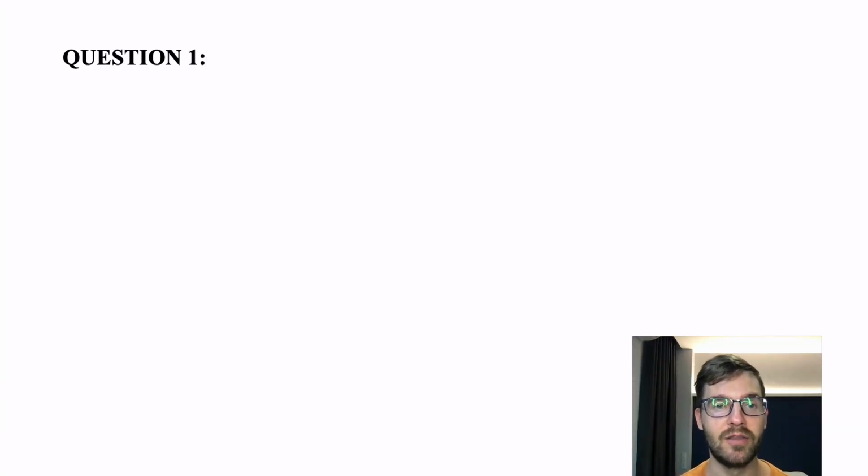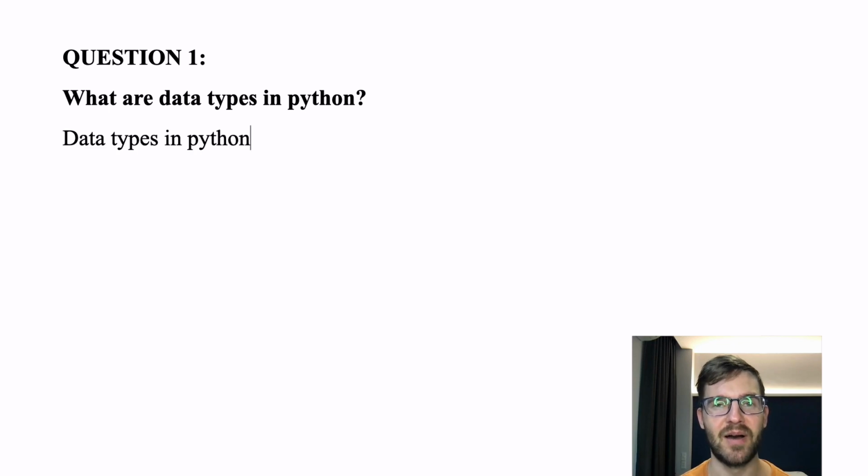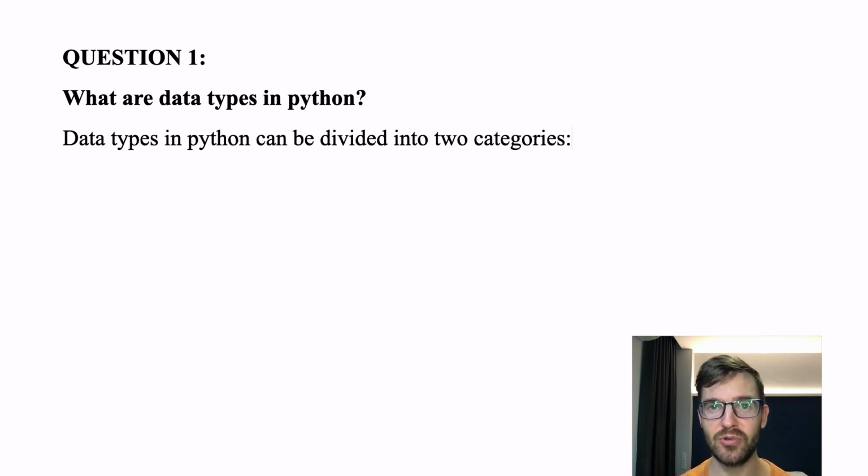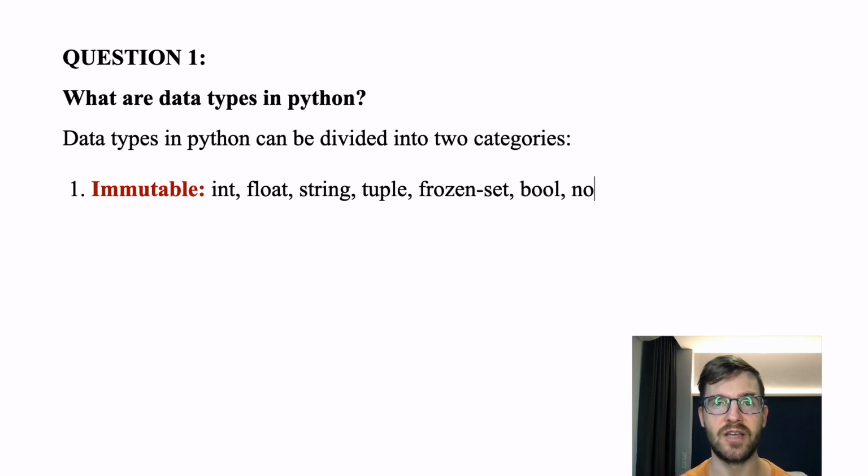Question number 1. What are data types in Python? I think the best way you can answer this question is like this. Data types in Python can be divided into two categories. First category is immutable data types, which include integer, float, string, tuple, frozen set, boolean, and NoneType. And the second category is mutable data types, which include dictionary, set, and list.